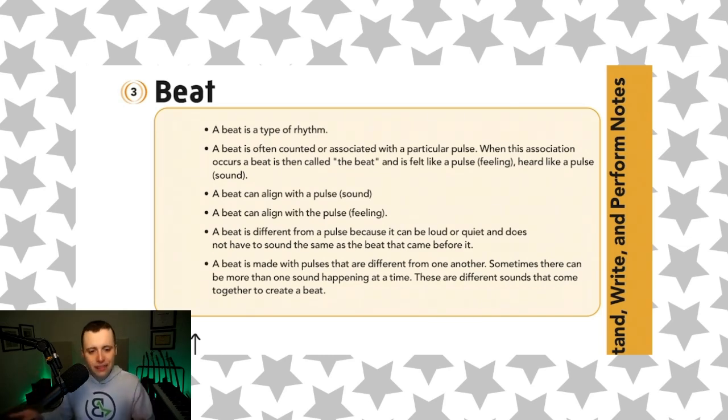Now, a beat is different from a pulse because it can be loud, it can be quiet, and each sound in the beat does not have to be the same as the beat that came before it. So a beat is actually made up of different pulses that are all different from each other, and sometimes there can be more than one sound or more than one pulse happening at a time, and all these different sounds or pulses come together to create a beat.